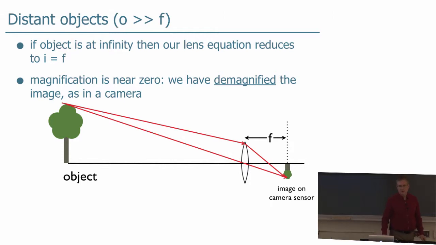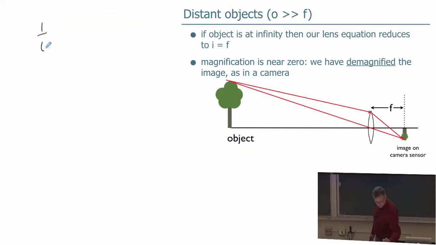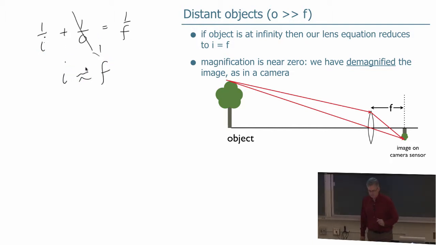Now let's think about taking a lens and looking at very distant objects. So we have O a lot greater than F. Where does the image end up? Well, going back to the thin lens equation, we have 1 over I plus 1 over O equals 1 over F, right? And so if the object is at infinity, this just goes away. And so 1 over I equals 1 over F, so I is approximately equal to F, which is to say that the image is very close to the focal length.